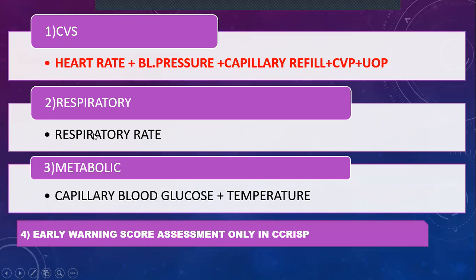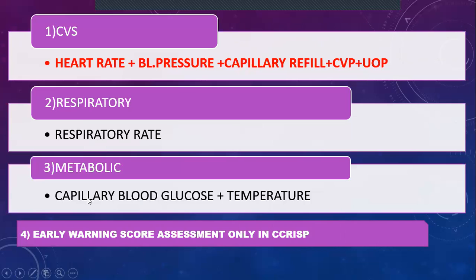The cardiovascular system, what you're gonna assess in the cardiovascular system. The heart rate, blood pressure, okay, and capillary refill, central venous pressure, and urine output. All those 5 assess the integrity of the cardiovascular system. Number 2, respiratory system. Just count the respiratory rate, because based on there is sufficient blood flow or non-sufficient blood flow, your heart rate will become higher or lower.